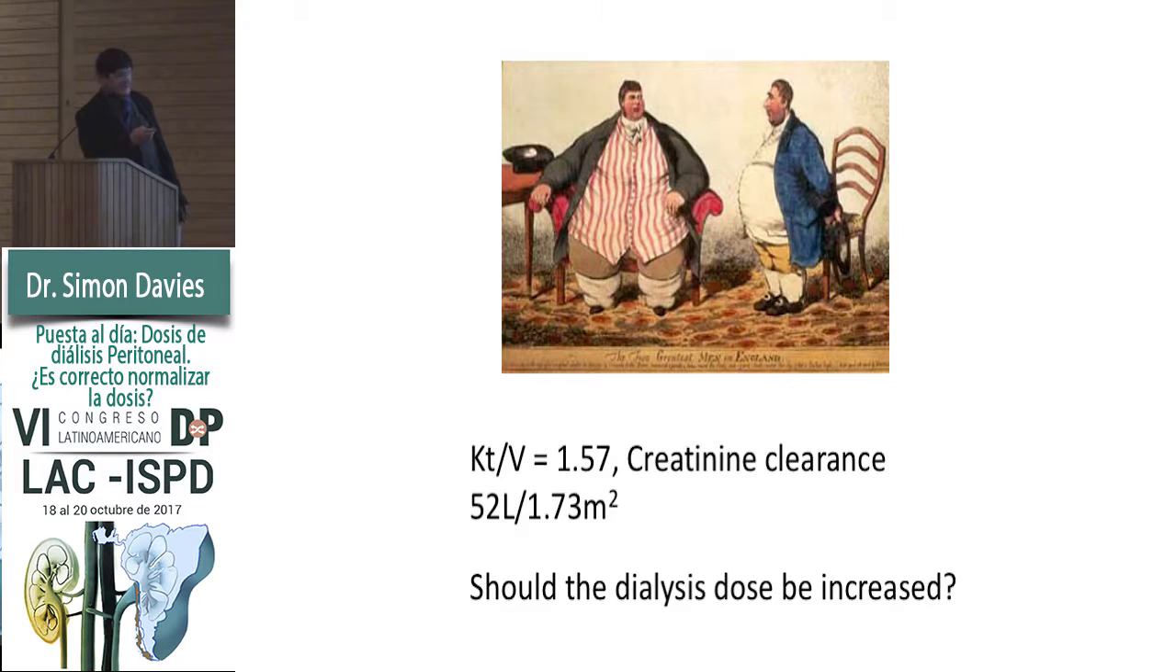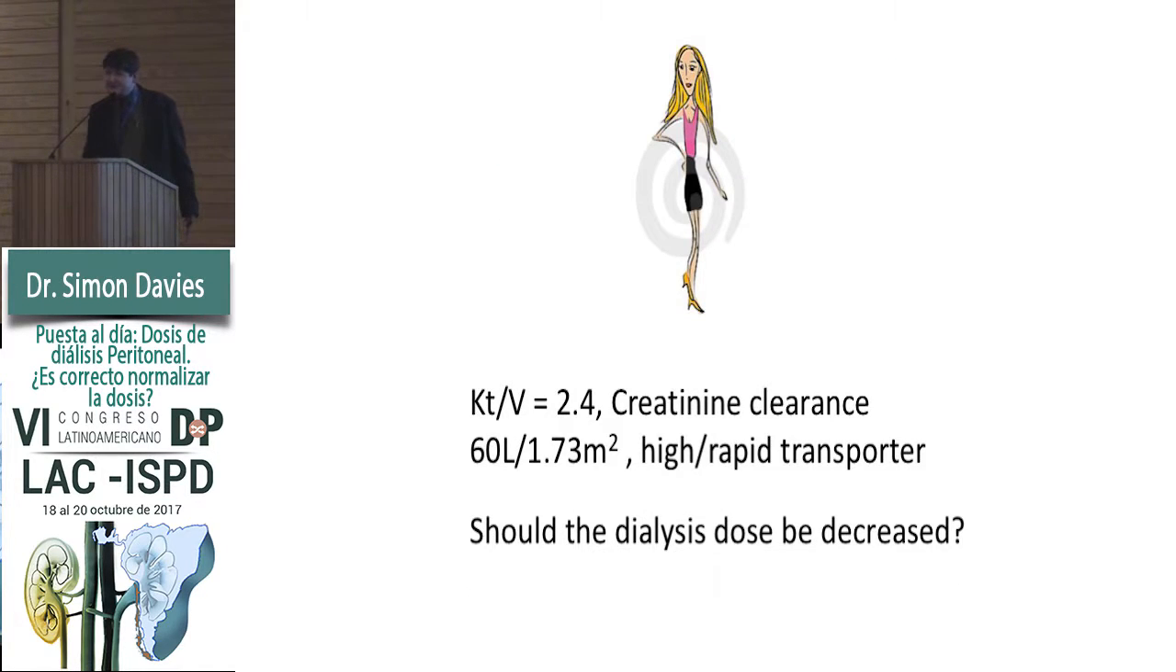Here is my second example. I think again you can guess what the problem is. The body composition is now the other way. This is actually a real patient of mine. She had a KT over V in the clinic of 2.4 and a creatinine clearance of 60 liters per week, and she's a high transporter.